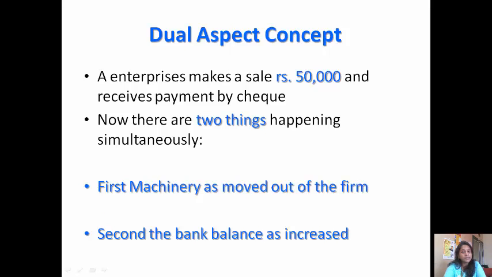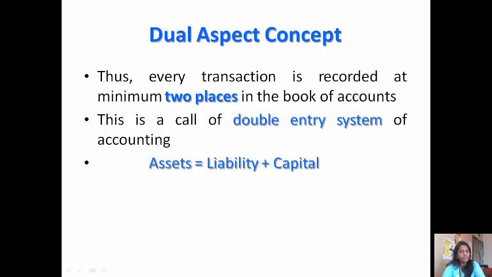A Enterprise makes a sale of Rs 50,000 and receives payment by check. Again, there are two things happening. First, machinery moved out of the firm. Second, the bank balance has increased. Thus, every transaction is recorded at a minimum of two places in the books of account. This is called the double entry concept of accounting. Assets equal liability plus capital.